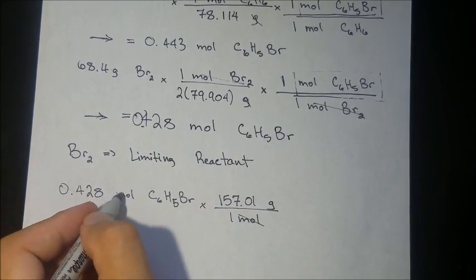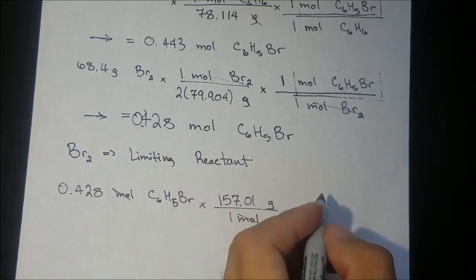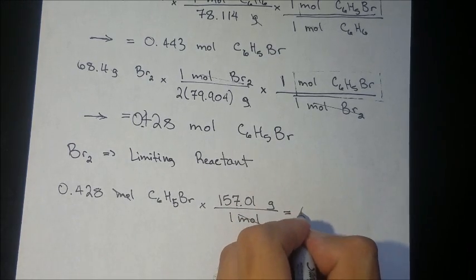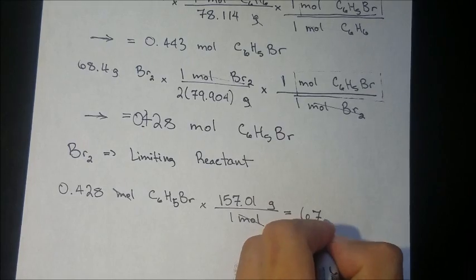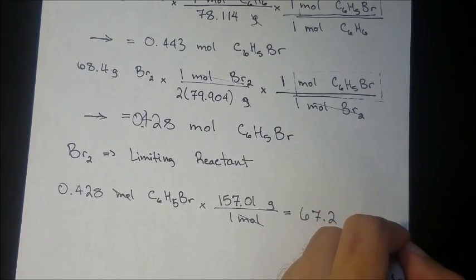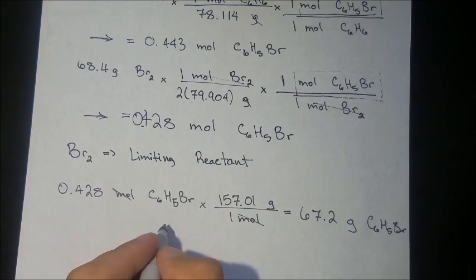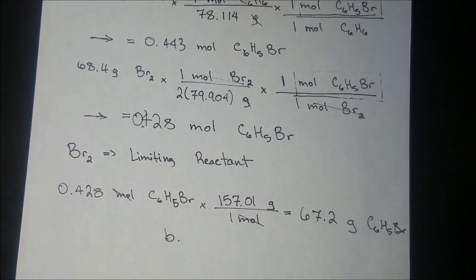Now our moles cancel. And this would tell you here the number of grams of bromobenzene that you produce. So we have 67.2 grams of bromobenzene. So that is B. So the right answer for number 1 is B.